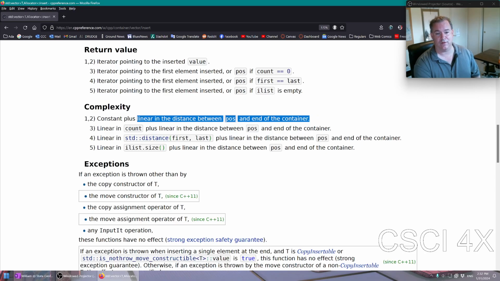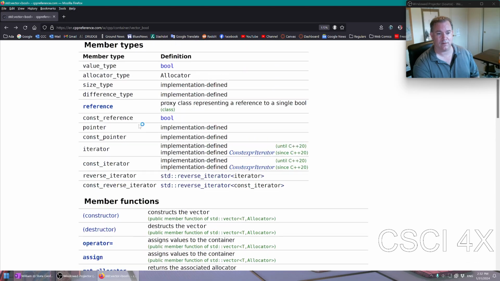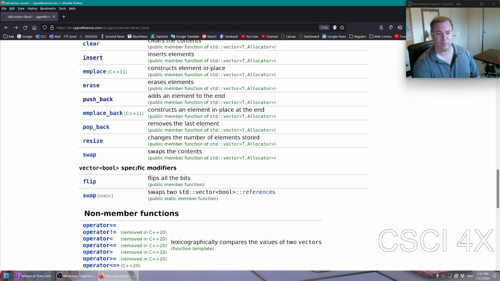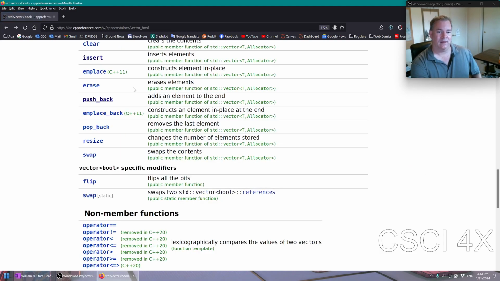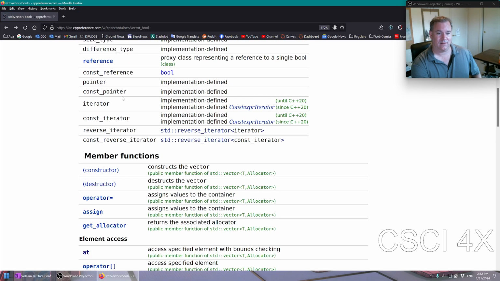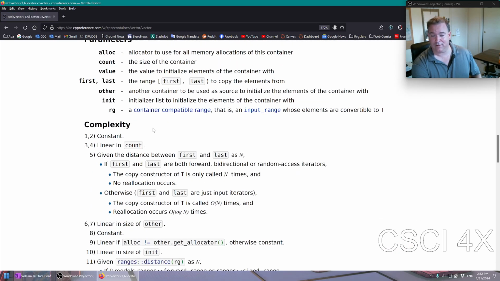And so when you see these words here like linear, let's look at push back. Where's push back? There we go. Push back is amortized constant running time, which means it averages out to constant running time, but not always. Sometimes it'll take longer. If we look at the constructor here, some of the constructors construct a vector in constant running time. Some of them construct a vector in linear running time, which means order n. So what does that mean?